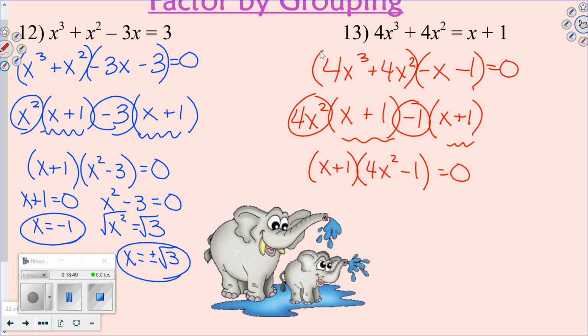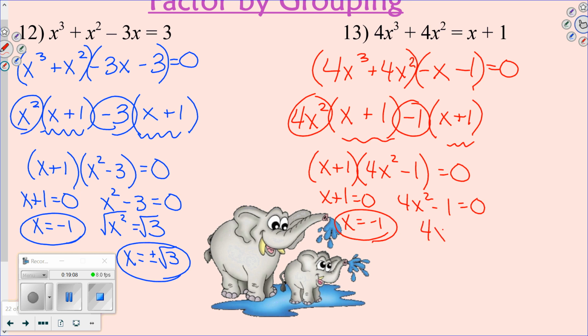You could factor that further. That is a difference of squares. But if I'm asking you to solve, could you just solve it? Yeah, you can go either way. Doesn't matter to me. So we're going to have x plus 1 equals 0 and 4x squared minus 1 equals 0. So x equals negative 1.